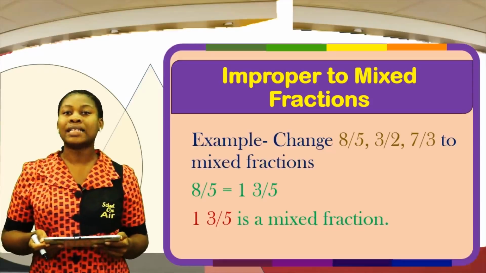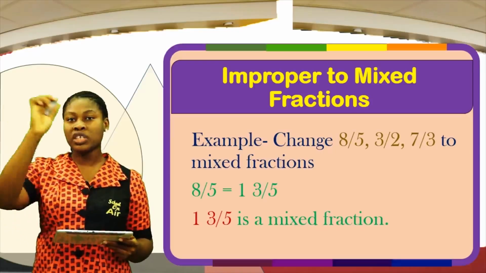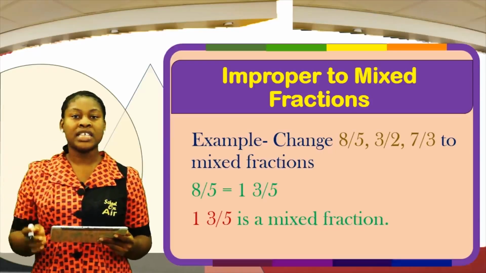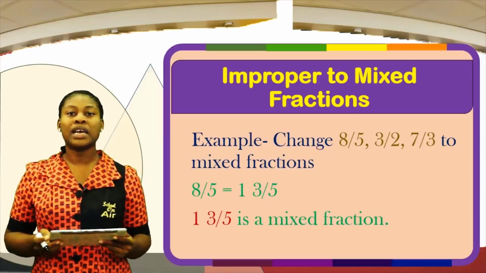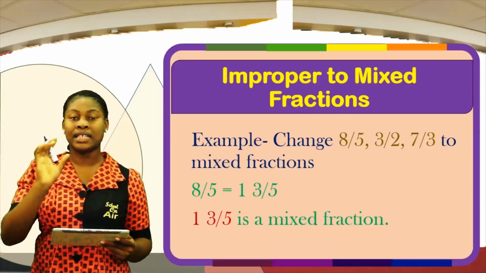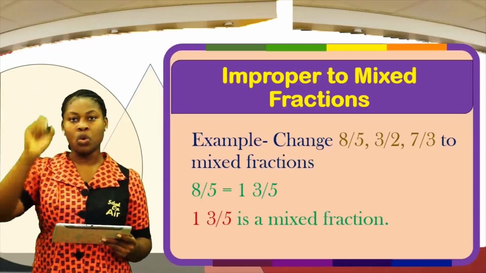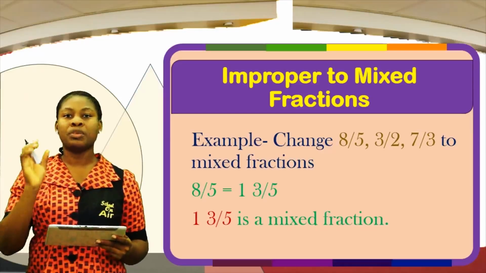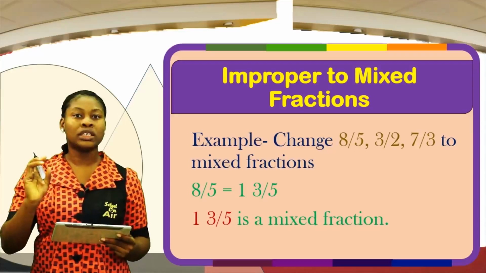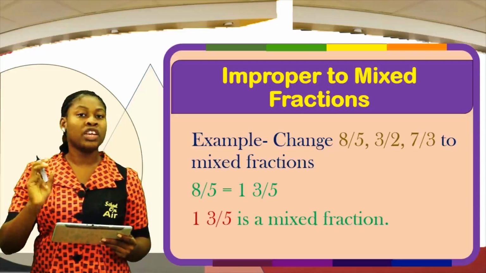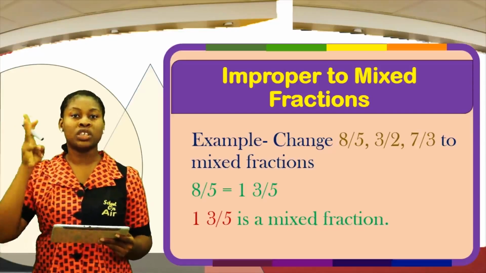Now, we want to look at how many times 5 will go in 8, because when you say 8 over 5, it's like saying 8 divided by 5. So how many times will 5 go in 8? Just once. So the whole number will be 1. Now, what will be the remainder? 5 times 1 will give us 5. Now, 8 minus 5 will give us 3.